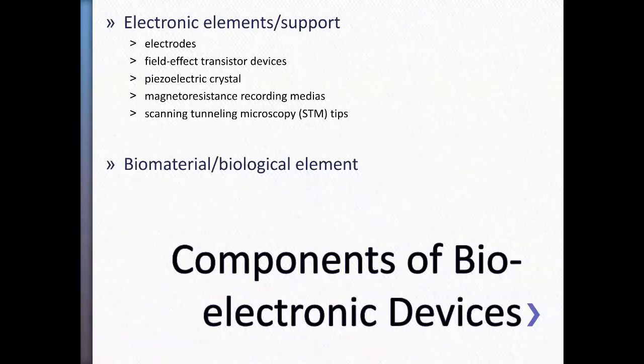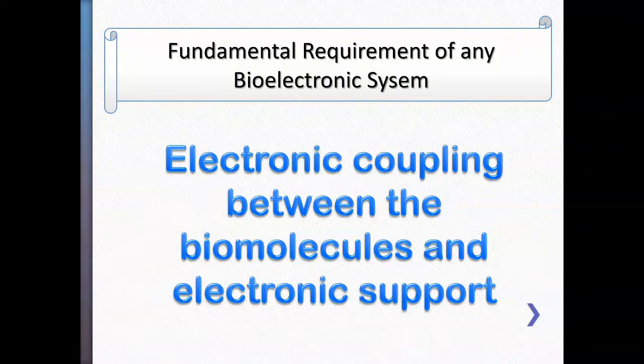The basic components of bioelectronic devices: you have electronic elements or support, of course. This is for the electronic side. They can be electrodes, field effect transistor devices, piezoelectric crystals, magnetoresistant recording media, or even the tips of scanning tunneling microscopy or AFM, atomic force microscopy. And then, of course, for it to become a bioelectronic device, you need a biological material or biological element that is integrated or linked to your electronic support. The fundamental requirement of any bioelectronic system is, since you have two different systems, the electronic and the bio, you need to couple them. The electronic coupling between biomolecules and electronic support is very integral. They must be able to communicate with one another.